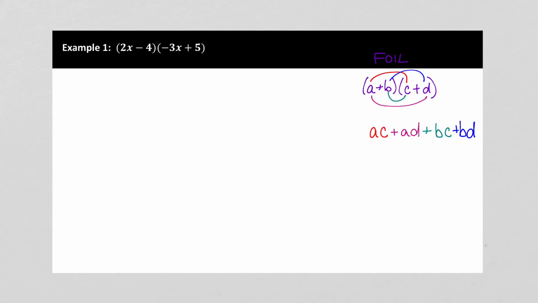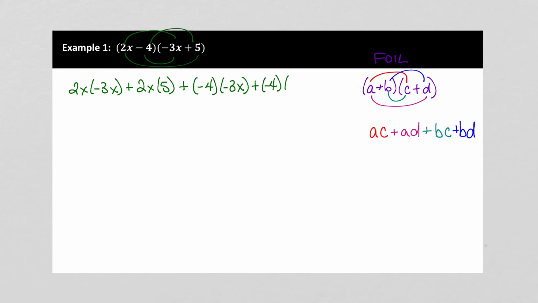So, first here would be 2x times negative 3x. Plus, outer would be 2x times 5 plus inner negative 4 times negative 3x plus last negative 4 times 5. And again, it doesn't hurt you to write this out. I'm not going to absolutely require it, but it doesn't hurt. It might keep you from making a mistake.